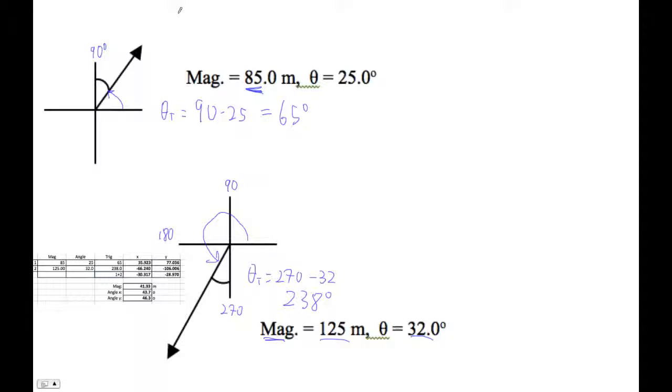This one's going to be, and this works for all of them, right? It's just magnitude cos of the trig angle, and that's in the x direction, plus 85 sine of the trig angle, and that's in the y direction. So 85 cos 65, okay, and then 85 sine 65.